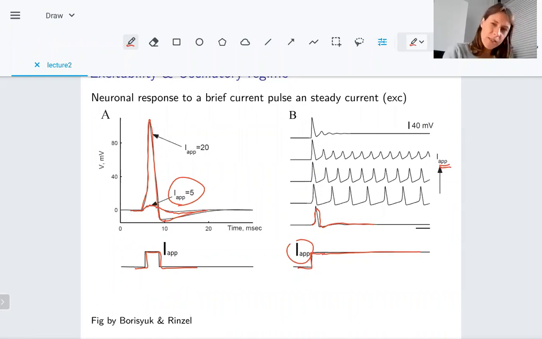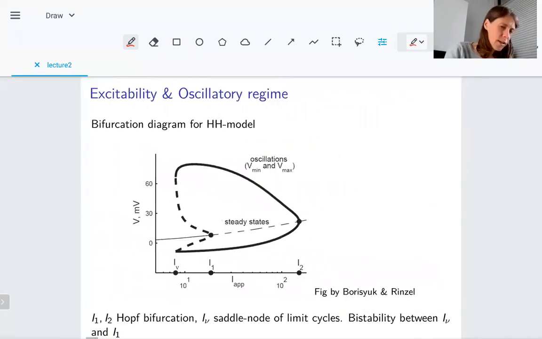Okay. So this is what I want to talk about today, the type of bifurcations that we observe in these systems. I'm going to show you now the bifurcation diagram for the Hodgkin-Huxley equation.